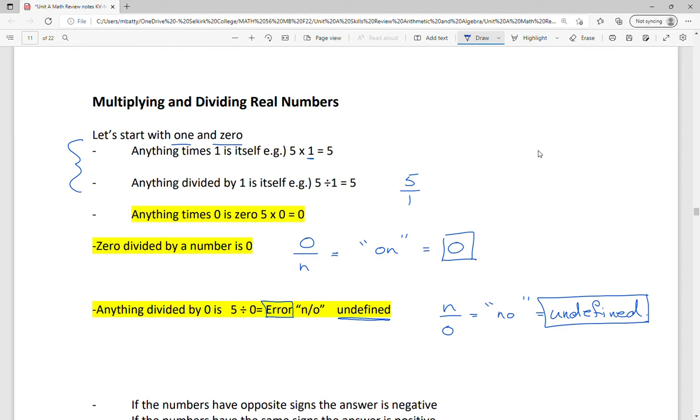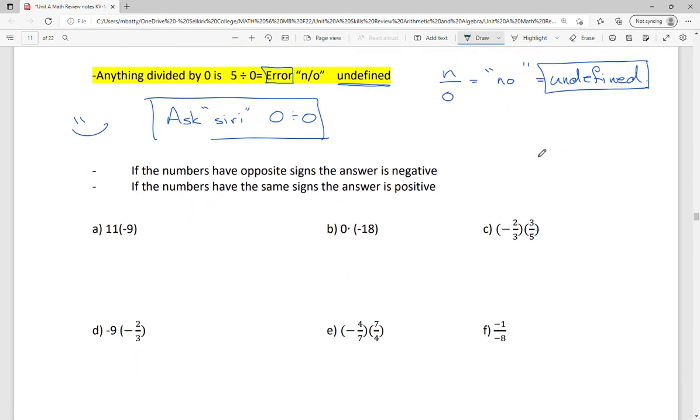And if you're bored and want something to do, ask Siri on your phone what 0 divided by 0 is. If the programming is still the same, they talk about a cookie monster and weird things. So ask Siri if you want to really waste some time. 0 divided by 0. It's kind of fun. Okay, so moving away from ones and zeros, I like those memory devices of the "on" and the "no." It's amazing how much I actually have to recall that.